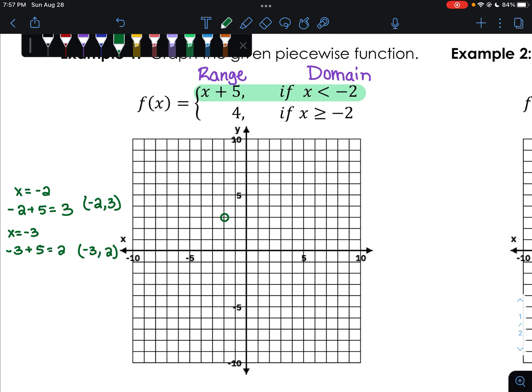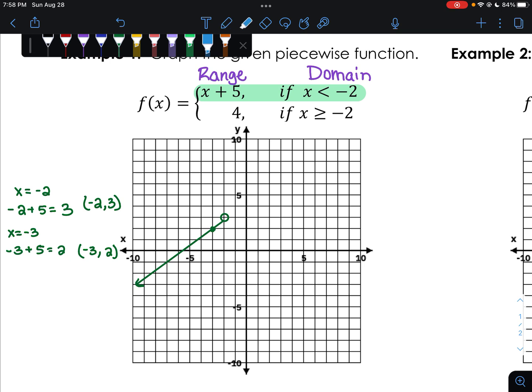I can plot that point right there. It doesn't have to be too big of a dot. And then all I have to do is connect the dots. If you want to find more points, you can find more points on the graph. But really you just need 2 points for a line. And today we're just focusing on linear functions with piecewise.